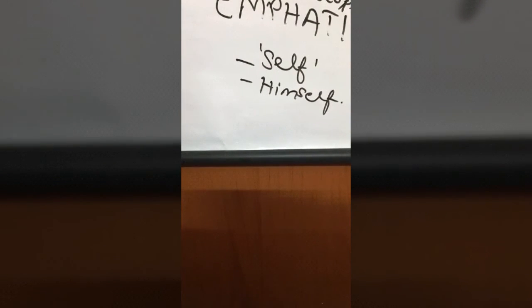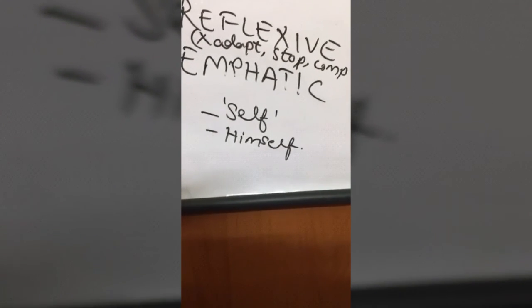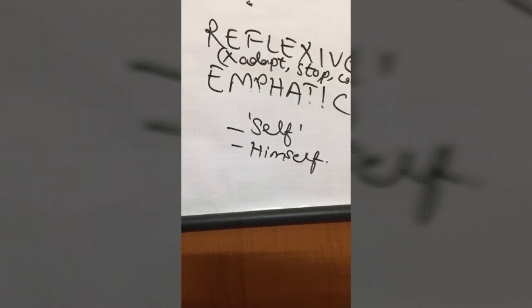Moving on to the next rule. What does the next rule tell us? The next rule says that when there is no object after verbs such as pride, enjoy, avail, hurt, absent, move, introduce, acquit, resign, reconcile, reflexive pronouns have to be used. So remember, we talked about certain verbs where we could not use reflexive pronouns. What were those verbs? Adapt, stop, and so on. But in this case, when there is no object after the verbs that I mentioned, we have to use reflexive pronouns.